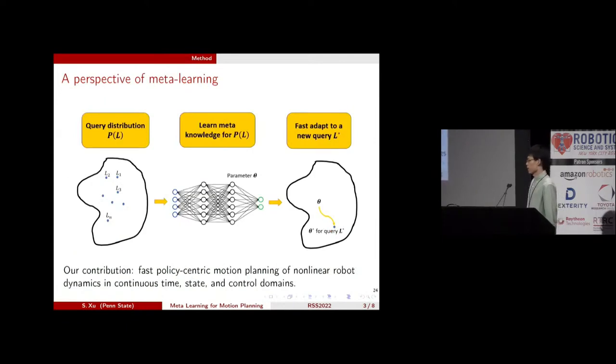In this paper, we use meta learning to address this issue. Meta learning is to learn a amount of knowledge from a distribution of tasks, such that a faster learning step based on the knowledge leads to a good adaptation to a new task. In this paper, we extend applications of meta learning to fast policy-centric motion planning with nonlinear robot dynamics in continuous time, state, and control domains.